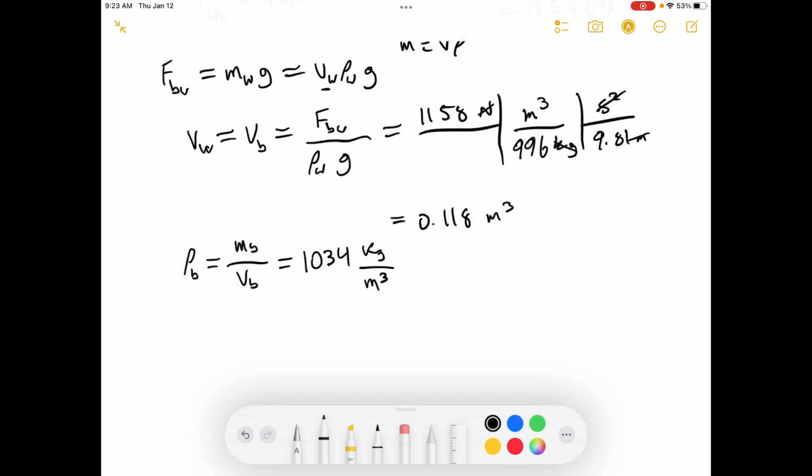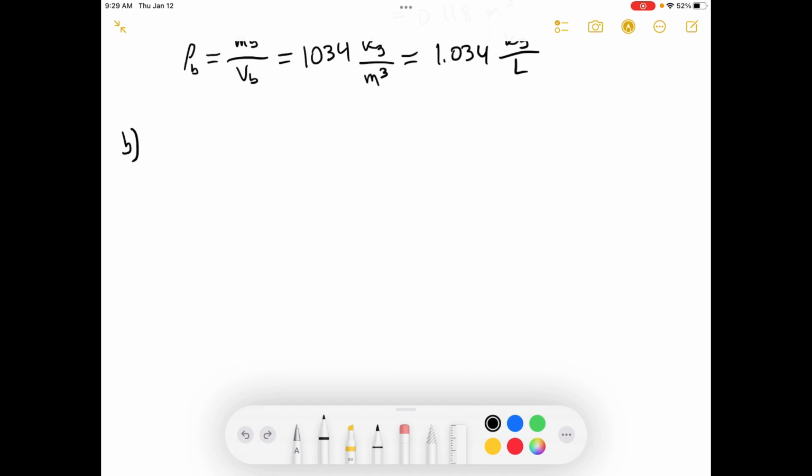Great, so now we know his density. Oh, but they asked in kilograms per liter, so let's just convert this into kilograms per liter. Divide by 1,000. So, okay, for part B, it says, suppose the body is divided into fat and non-fat components.